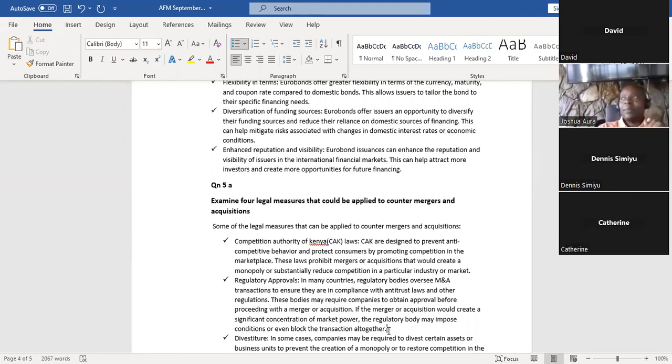That could be applied to counter mergers and acquisitions. You see, mergers and acquisitions at times are not very good. They may create what we call monopoly status. And you know what a monopoly does? Like now Kenya Power is a monopoly. We want to split Kenya Power.